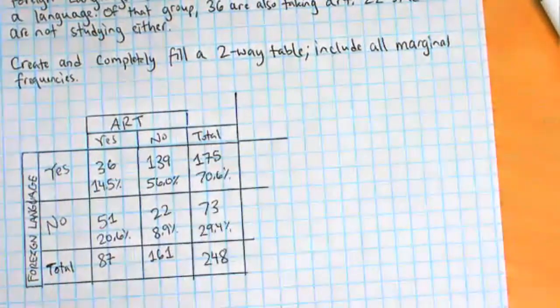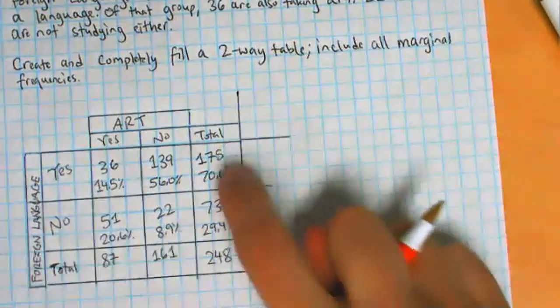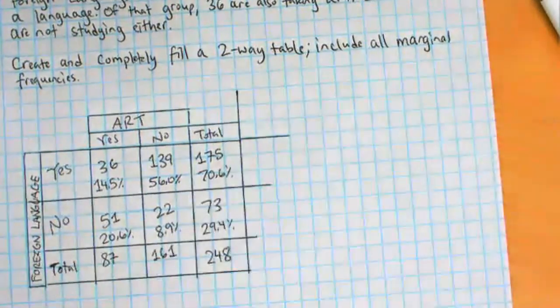And it's not difficult for me to see that 70.6 and 29.4 add up to 100%. And that should not come as a surprise, because of all the students that were interviewed, all of them are either taking foreign language or they are not taking foreign language. It has to be one of the 2.